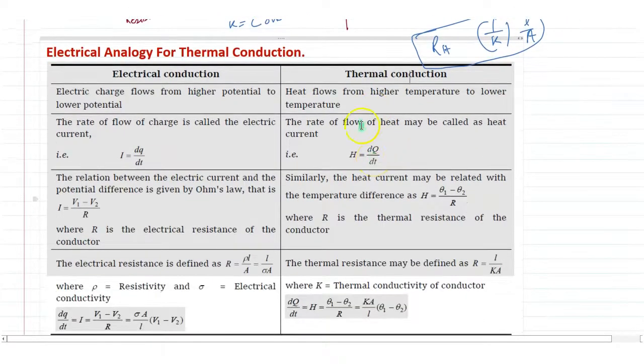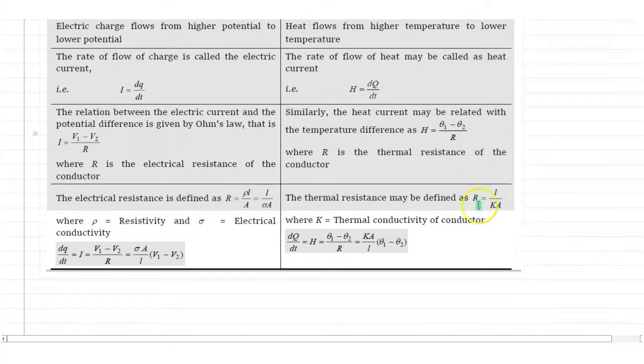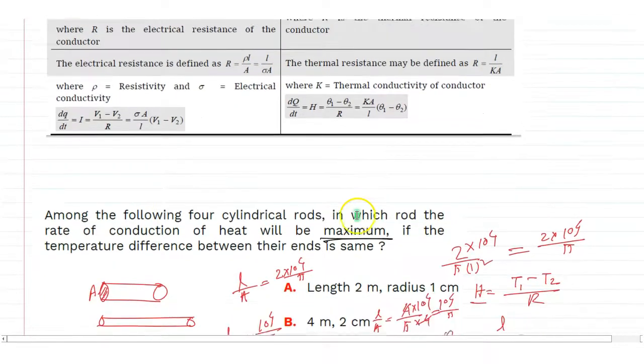And you can compare here the analogy between electric conduction and thermal conduction. Heat current is dQ by dt, H equals dQ by dt. This dQ by dt is the rate of flow of charge for current, and here it is the rate of flow of heat. According to Ohm's law, I equals V1 minus V2 by R. Here H equals theta 1 minus theta 2 by R. And R equals rho L by A. Here R is 1 by K into L by A, or L by sigma A. Sigma is the conductivity, you can say.